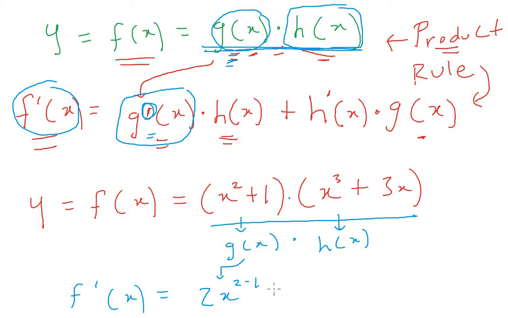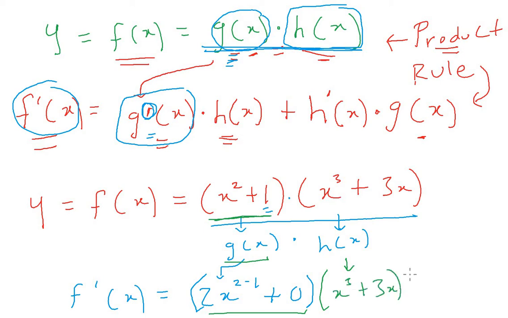Remember rule number 2. But 1 is a constant, so the derivative of 1 is going to be 0. So this is the derivative of g(x), the derivative of the first function, using rule 1 and 2 here. But remember, if you differentiate the first function, you cannot differentiate the second function. So the second function remains as it is. So x cubed plus 3x is only copy pasted, no differentiation.